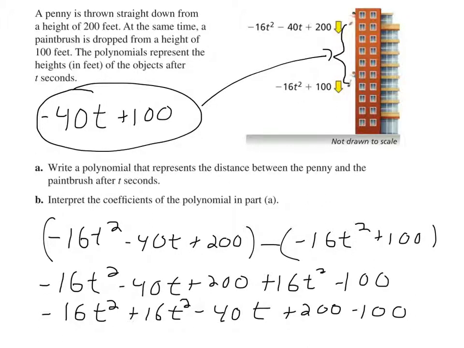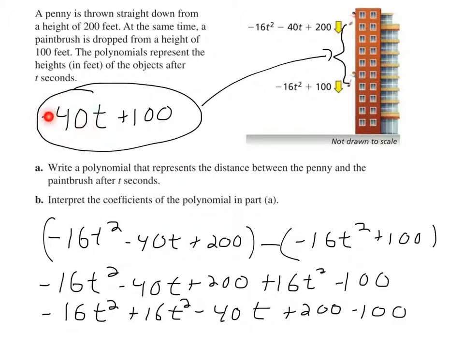Now what does this answer mean in terms of the context of the problem? Well, if t was 0, then negative 40 times 0 would be 0 and it would disappear entirely. T equals 0 is the beginning of this situation, immediately when the penny is thrown and the paintbrush is dropped. At that point, they're 100 feet apart. After 1 second, this becomes negative 40, which combined with the 100 will bring it down to 60. That means after 1 second, the penny and the paintbrush will be only 60 feet apart.